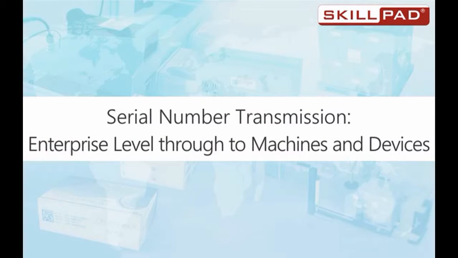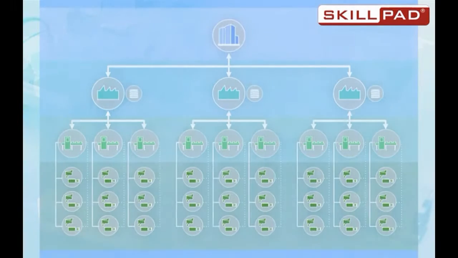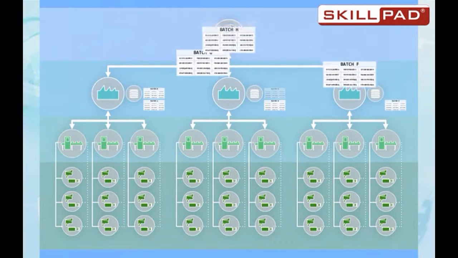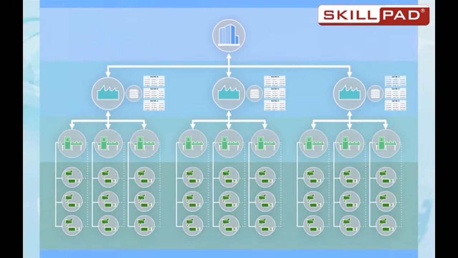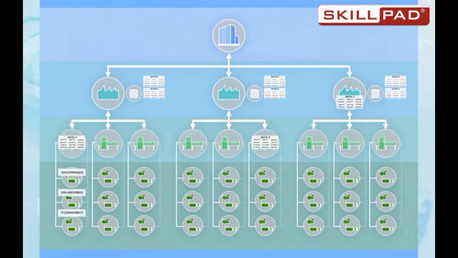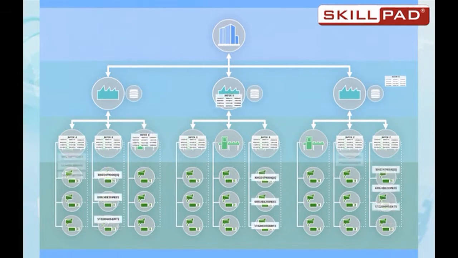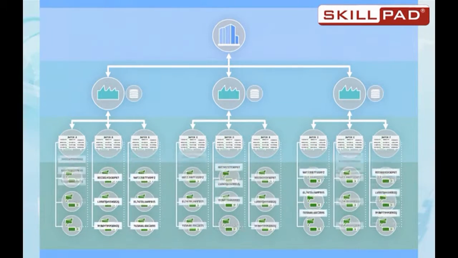Serial number transmission, enterprise level through to machines and devices. The serial numbers generated and stored at the enterprise level are sent to the appropriate sites before a packaging run begins. Each site stores its allocated serial numbers in a dedicated site storage area of the serialization system. Serial numbers are allocated in batches. It is critical that enough numbers are allocated for each run so that there is no bottleneck or delay in the packaging process due to lack of numbers.